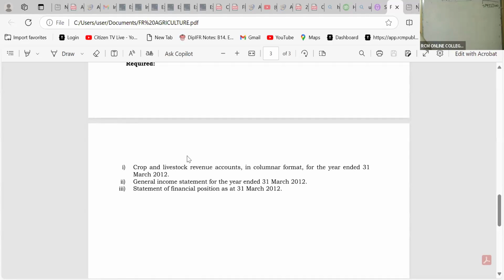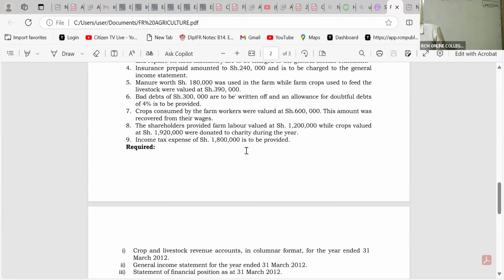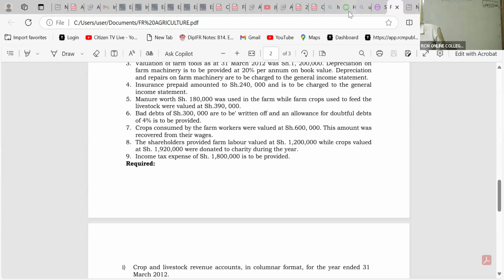Why am I saying he's wishing me success, ladies and gentlemen? Because I will be able to get all the marks without knowing even what I'm doing. I mean, this is straightforward. Failing in financial reporting is simply a student who wants to fail. If you're just a keen student, then you should be able to get all these marks. So, crop and livestock revenue accounts.